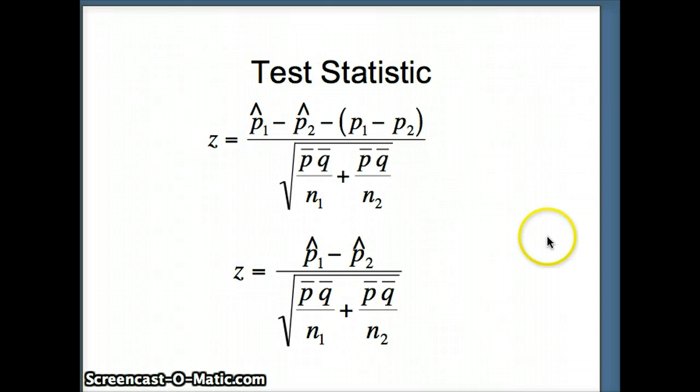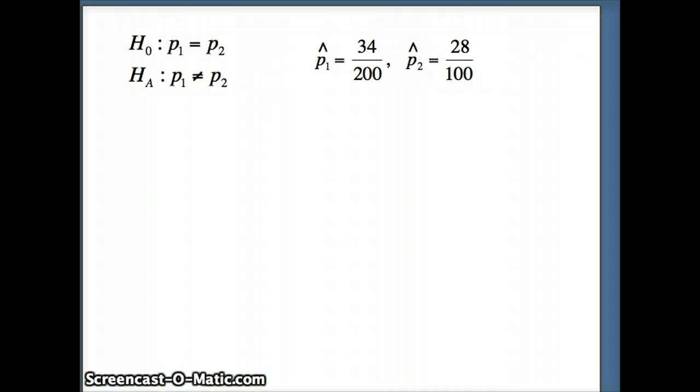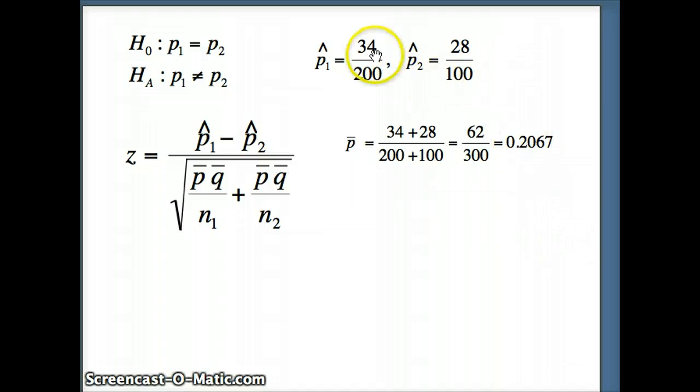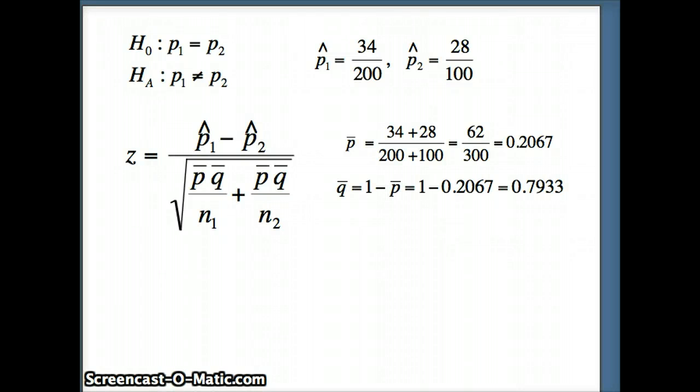So again, there's our test statistic, and P1 minus P2, again, we're going to assume is 0. So we'll work off of this version of the test statistic. So there's our information, and there is our test statistic. We want P bar, 34 plus 28, over 200 plus 100. Total number of successes, 62. Total number of trials, 300. P bar is 0.2067. Q bar is 1 minus P bar, 1 minus 0.2067, or 0.7933.